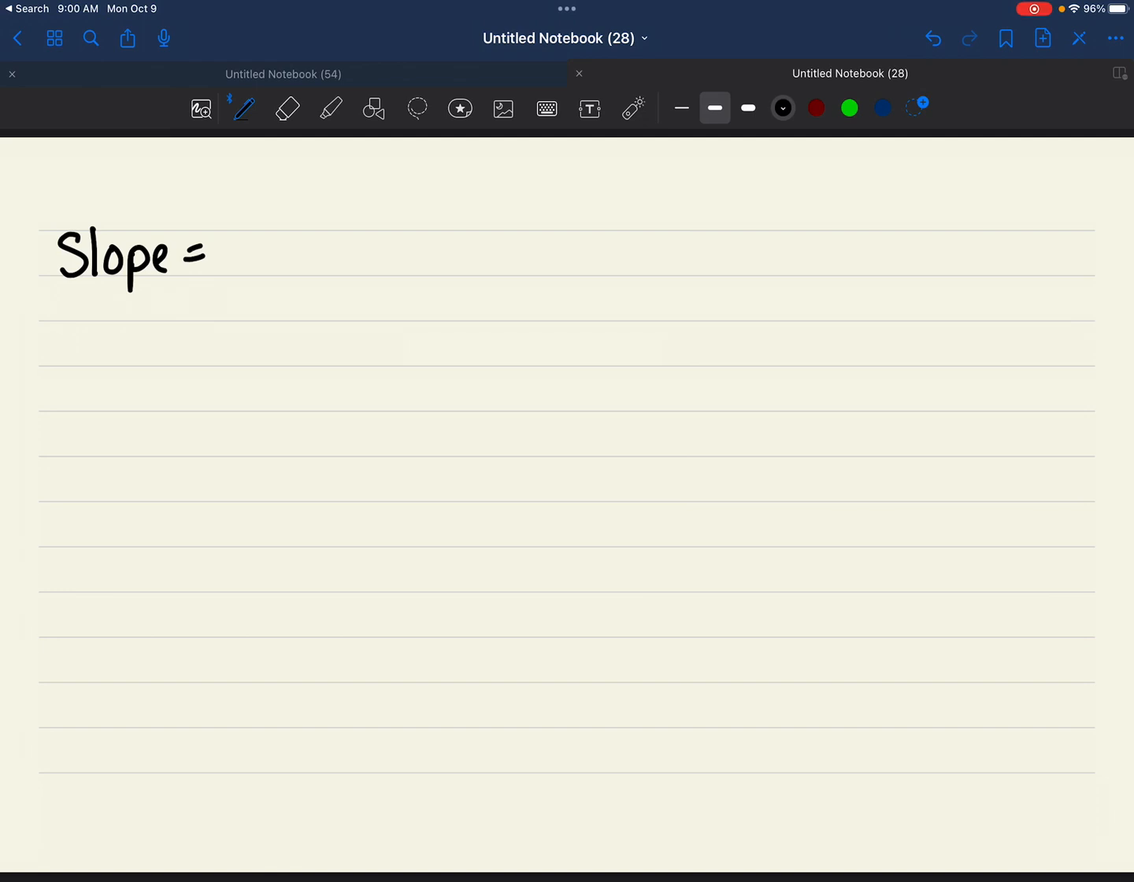But does anyone remember other ways that we talk about slope? Or what other, there's another word for slope. Sometimes they call it something else. Does anyone know what it is? Well, slope-intercept form is a form of an equation, but there's another word that also means slope. Rate of change, right? So slope and rate of change are the same thing.